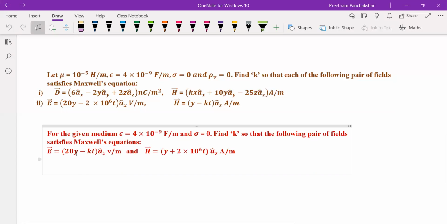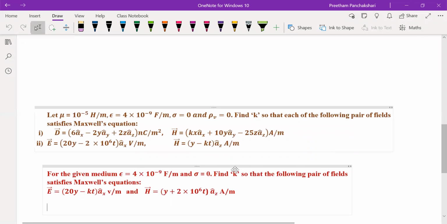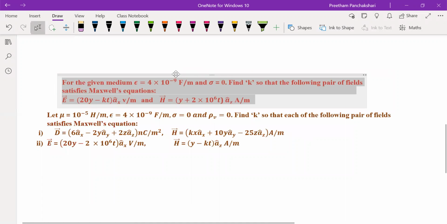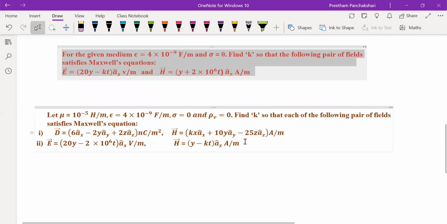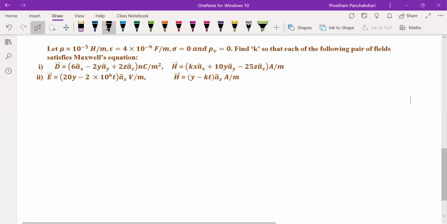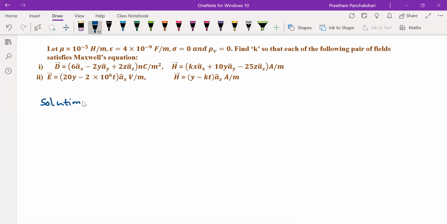The only thing is the epsilon value changes in this problem. Otherwise, the methodology remains the same. So that's why both the problems are taken together. So now let us solve any one of the problems. We'll keep this problem to the last. We shall begin with this solution. So mu epsilon value we can select later.